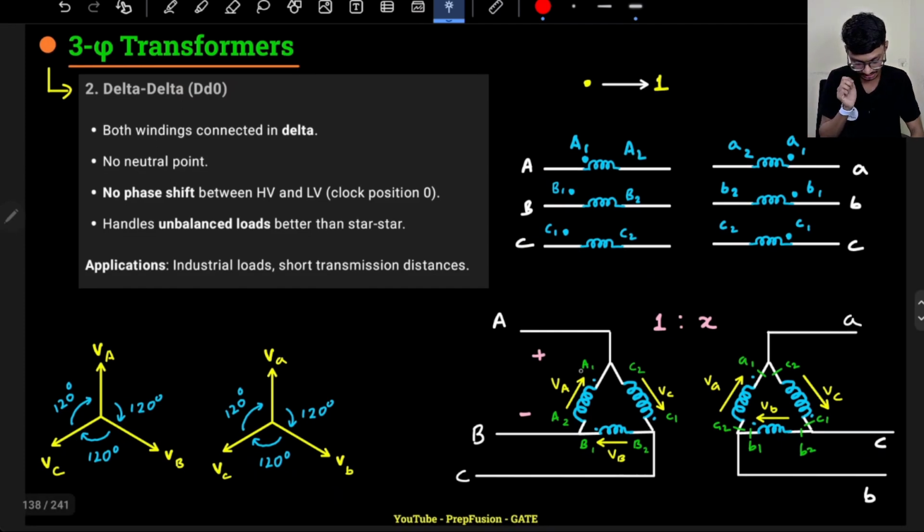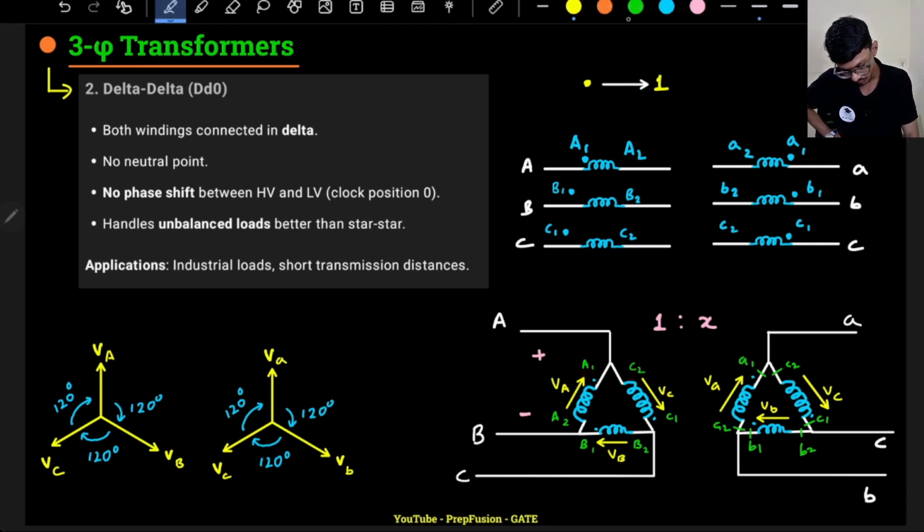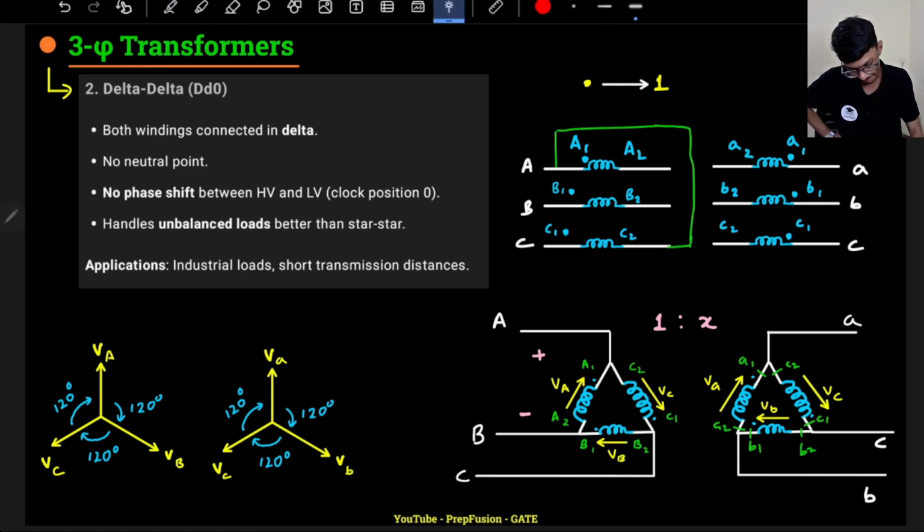So here, if I see A1 is connected to C2, here also A1 should be connected to C2. A2 is connected to B1, so A2 will be B1, B2 will be C1. So let me do the connection diagram. A1 is connected to C2, so A1 is here, that should be connected to C2. Now let's connect C1 to B2, like this. Then B1 will be connected to A2.